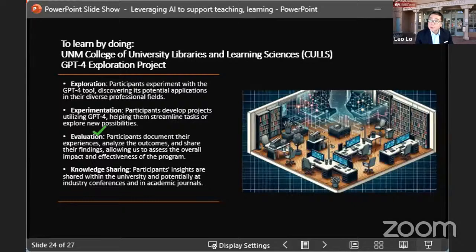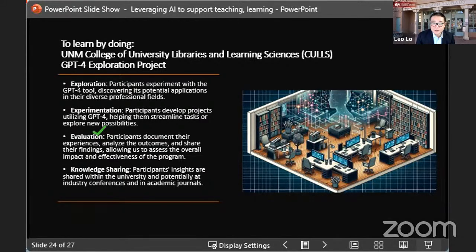We want to learn by doing. So when GPT-4 first came out, I think it was in March, I tried it immediately and found it to be much more powerful than the free version, GPT-3.5. So I really wanted to see if we could find ways to incorporate that into our work, basically to make our lives easier. So as the dean, I developed an exploration program to experiment with it.